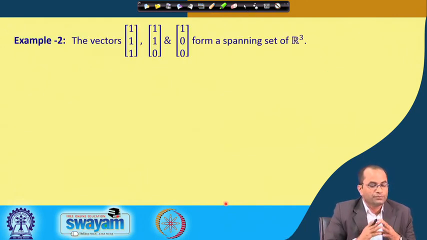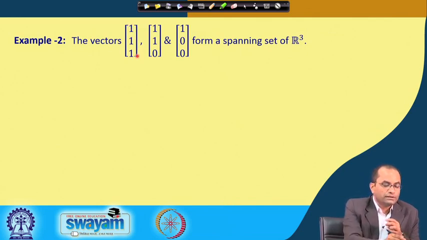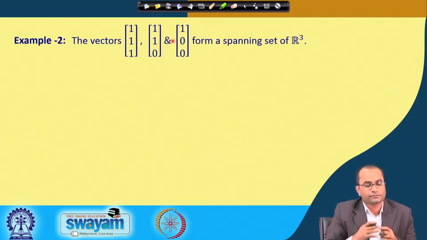Another example we will be talking about: these vectors 1 1 0, and 1 1 1, and 1 1 0, and we have taken here 1 0 0, and this also forms a spanning set of this R 3. How does this form a spanning set?